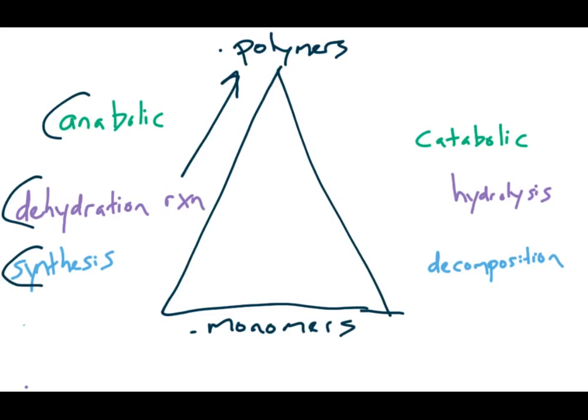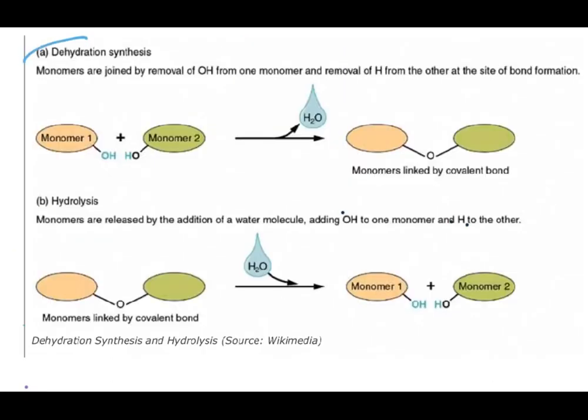Conversely, if you're taking a polymer, let's say we have glycogen stored in our liver and our muscles, and we're in a fasted state and we need to break that down to get blood glucose. Well, what you're going to do is undergo a catabolic reaction. It's the decomposition of that glycogen to get your glucose, and it is going to be a hydrolysis reaction. Up top, these are the dehydration synthesis reactions, and these are shown as hydrolysis reactions.